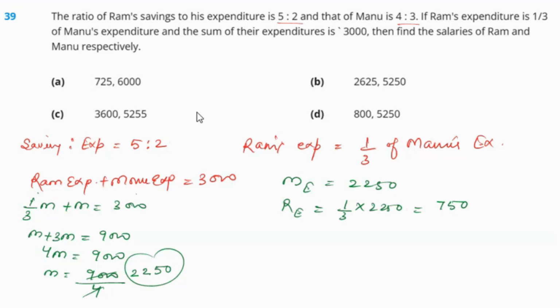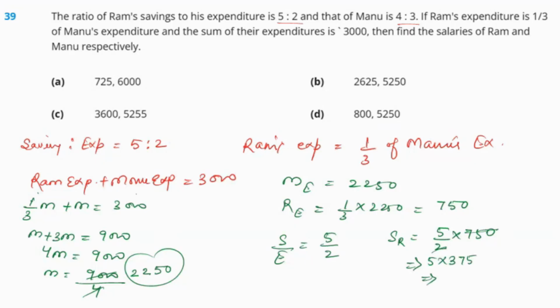Ram's saving to expenditure ratio is 5:2 only. So we can clearly figure out the total savings. Whatever Ram's expenditure is, the saving is 5/2 of that, since saving by expenditure is given to us as 5/2. Expenditure we already know. So Ram's saving would be 5/2 times the expenditure, which is 750. If we solve it, we can cut it to 5 times 375.